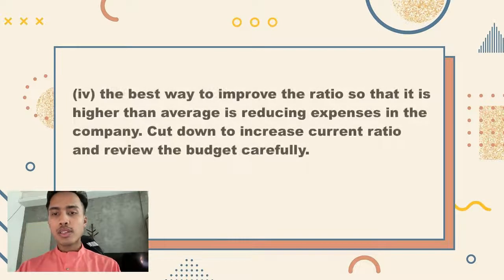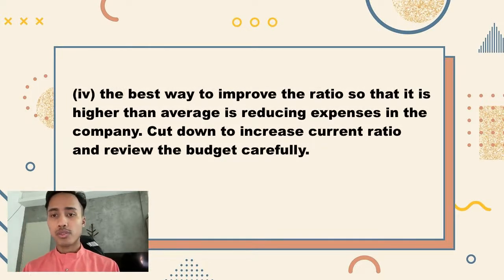So the last one is to state how to improve the current ratio. In my opinion, the best way to improve the ratio so that it is higher than average is reducing the expenses in the company. So cut down expenses to increase the current ratio and review the budget carefully.